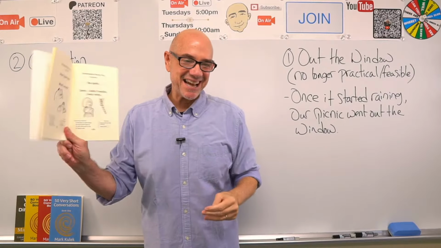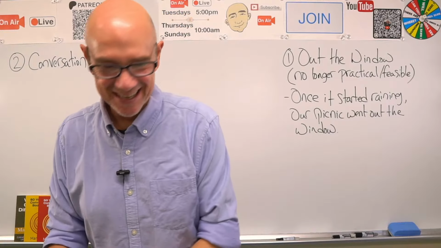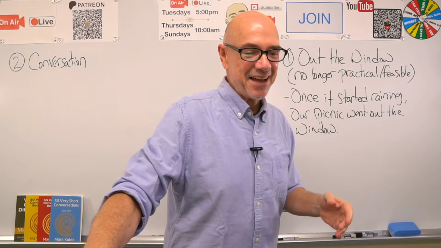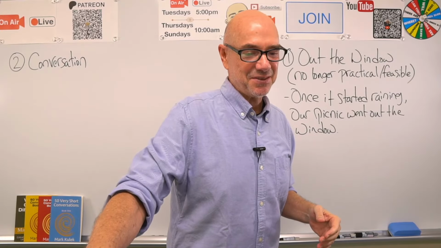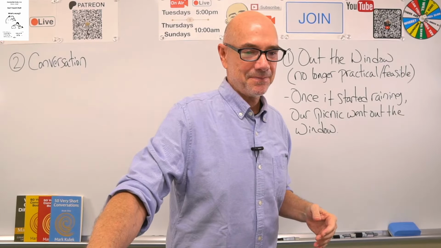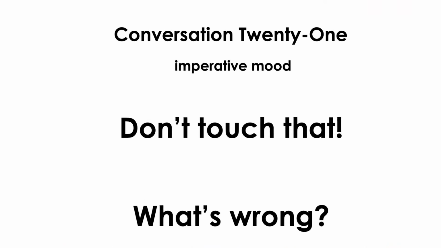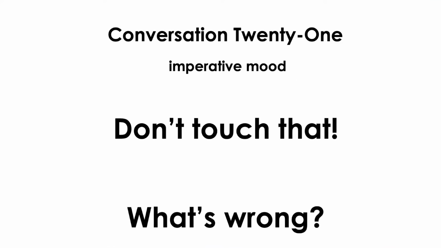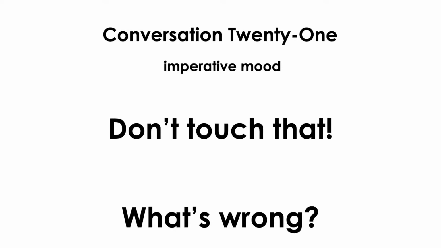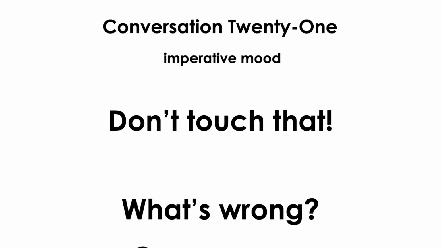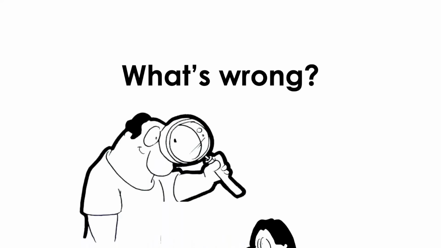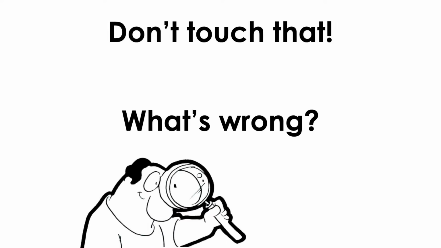Okay, let's look at the conversation. And we read it together and we'll practice the conversation together. Here we go. Thank you, Baran. Okay, here we go. Imperative mood. Don't touch that. All right, that's imperative. Don't do it. What's wrong? Right? So what's wrong? Why are you telling me don't touch that? I'm surprised. What's wrong?